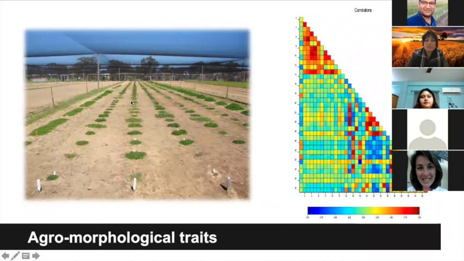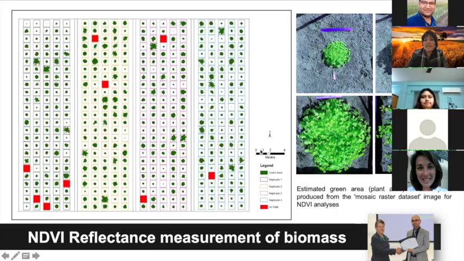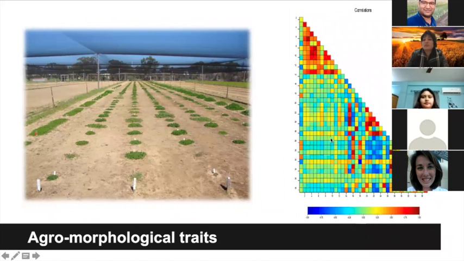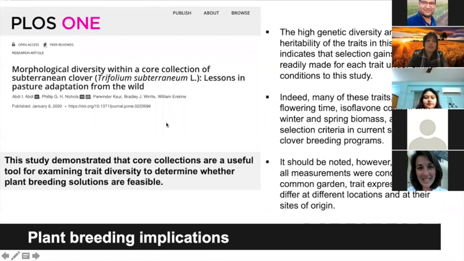So this is the clover which is growing, and these are the photos which you see. And then we were able to do some correlations with many other data which have been collected on the clovers, because every single accession is coming from a different part of the world with the passport data in terms of all the biological parameters. This is some really interesting stuff, which was also published in PLOS ONE early this year. So if you're really interested to understand how core collections are a useful tool for examining trait diversity and developing plant breeding solutions, I highly recommend this paper for you guys.